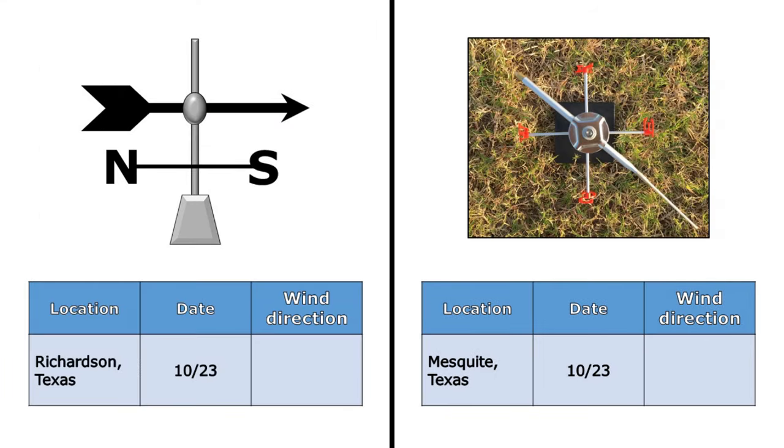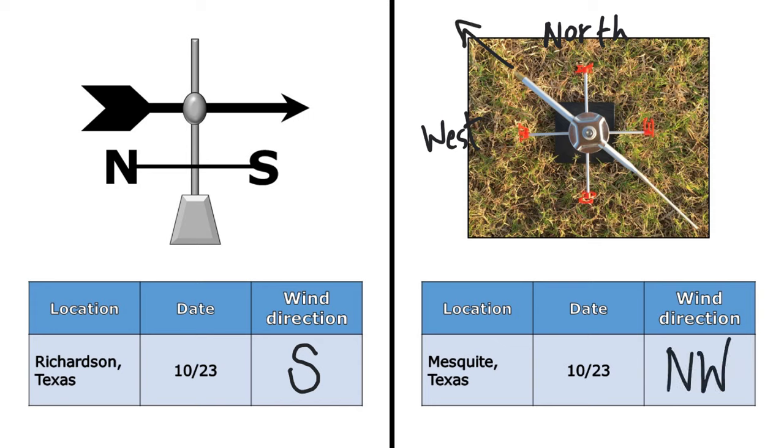So here, my first wind vane on the left, I can see that the wind vane is pointing to the south. That means that the wind is coming from the south, and I can record that by just putting an S. That tells me that the wind is coming from the south. On the right, this wind vane is actually pointing between the north and the west. So it's pointing to the northwest. And so I can record the wind direction as northwest because the wind is blowing from the northwest.